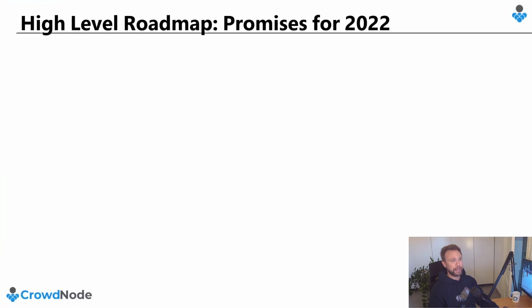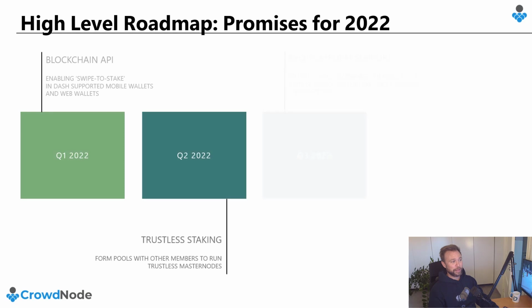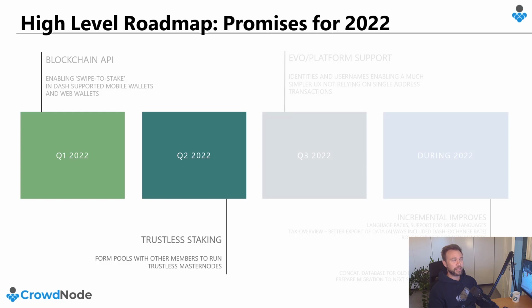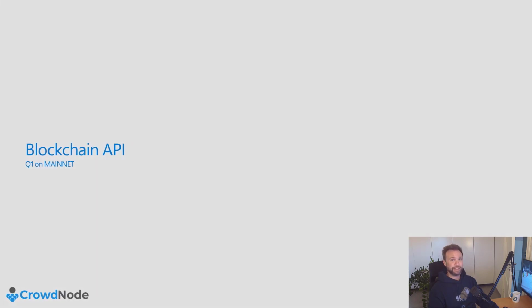Let's touch the high-level roadmap, the promises we made for 2022, split by quarter. So the first quarter, we focused on the blockchain API, and here in the second quarter, we've started working on the trustless staking solution. But in short, the blockchain API is done, and let me just share the details with you.